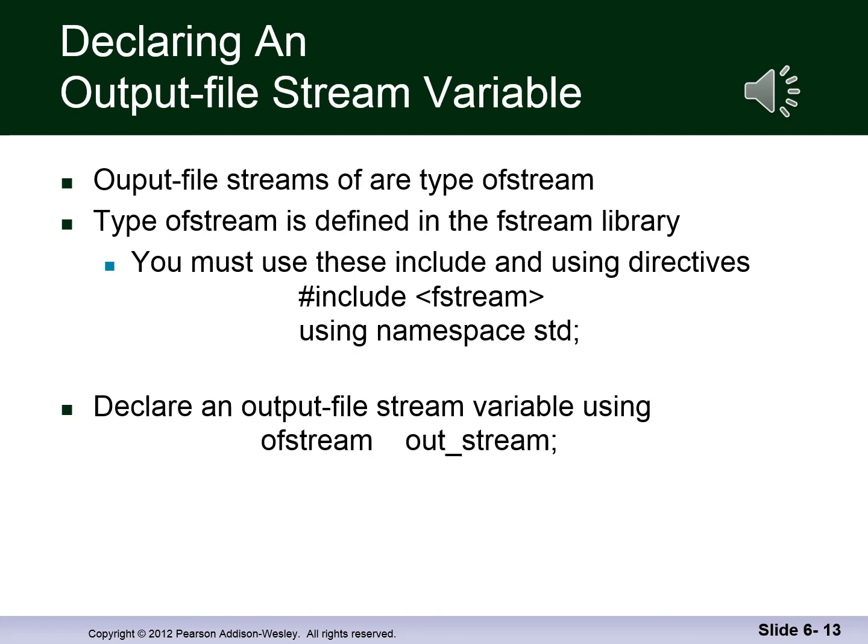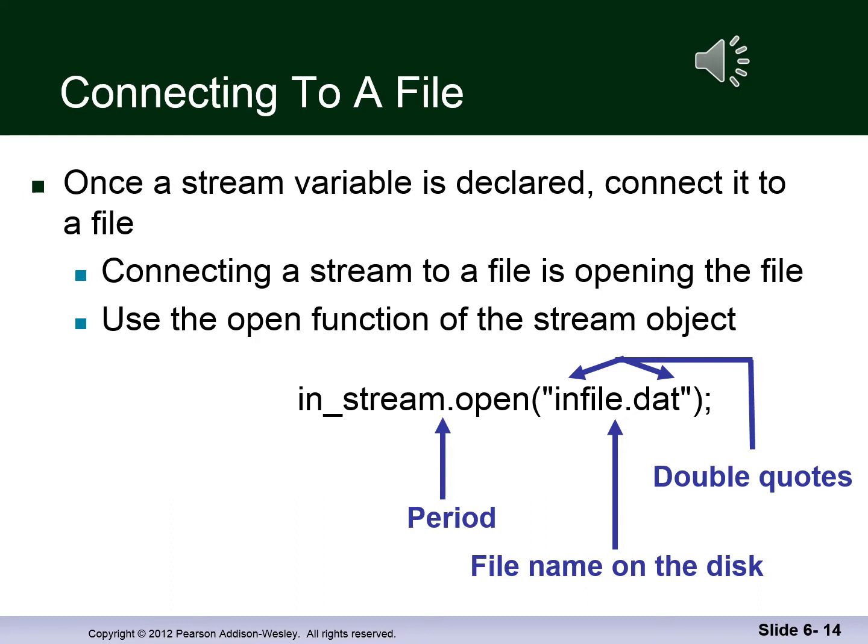Now we start to get into object-specific terminology. Once we've declared a file stream variable, we must initialize it by connecting it to a file. When we connect a stream to a file, we open the file for input or output, and we use the open function of the stream object. Remember, objects are special variables that have special functions associated with them. So in this particular case, the first object function we're going to explore is the open function.